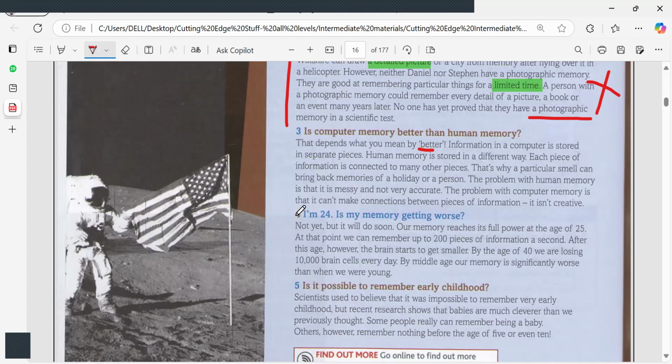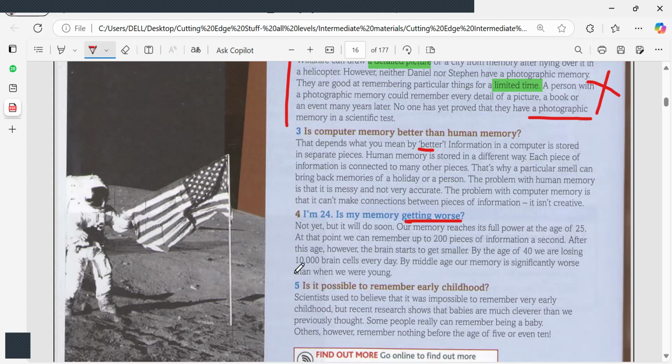Okay, what about question four? Is memory getting worse? What does getting worse mean? Yes, getting worse, exactly. Which one?